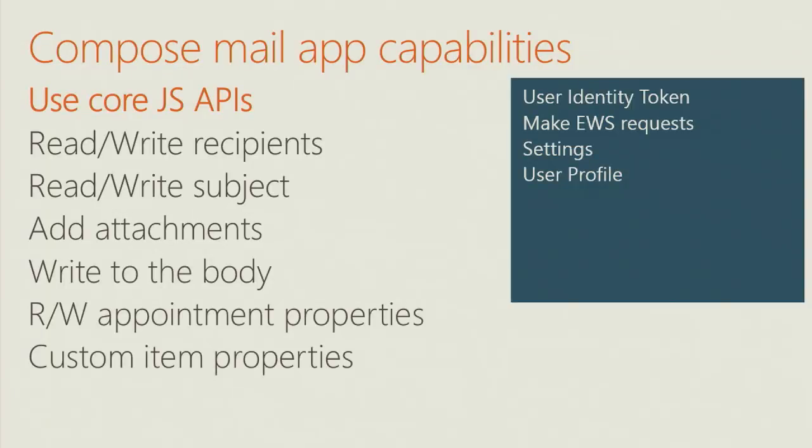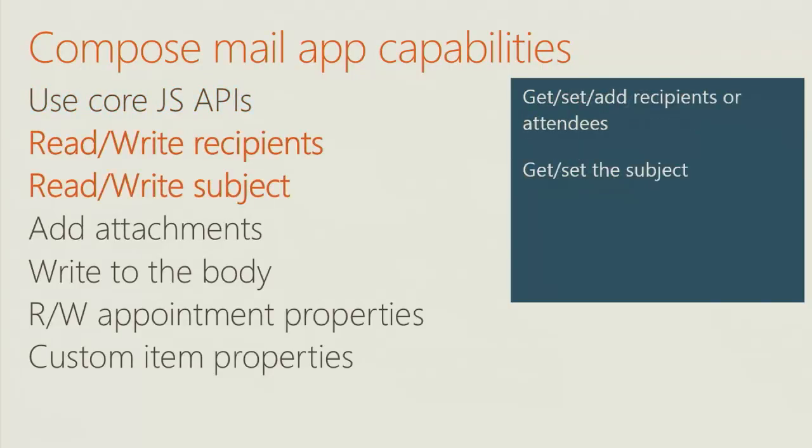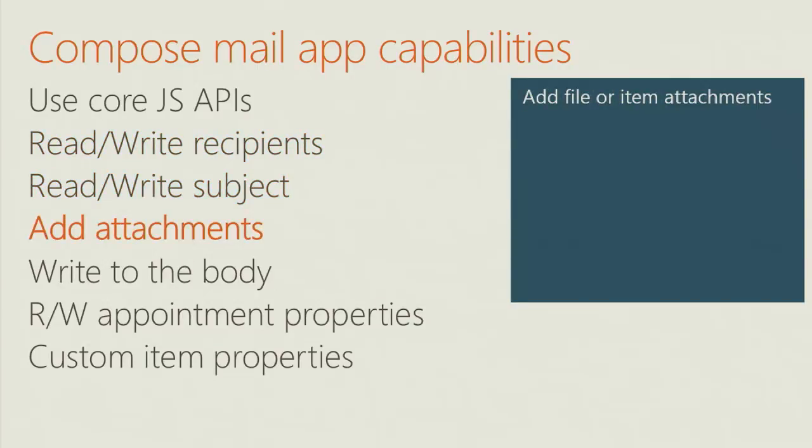You can ask and get the user's time zone for localization, email address, or name. The rest of the APIs, the easiest way to think about them is what you see is what you can read or edit. So recipients and subject, yes, you can either get who the recipients are, or you can set the recipients. Same thing with the subject. You can add new file or item attachments. You can't read file attachments, but you can add new ones, so either a file or an item attachment.